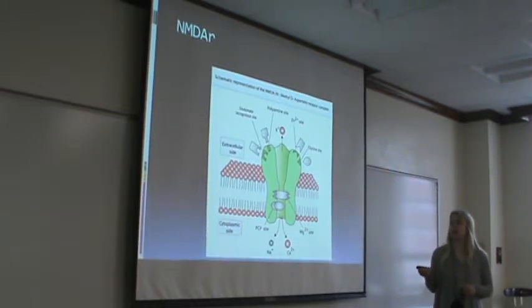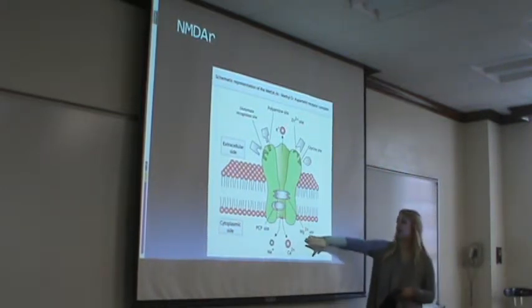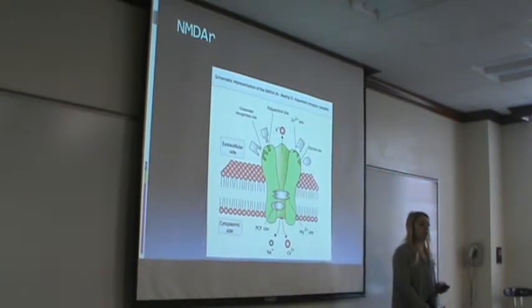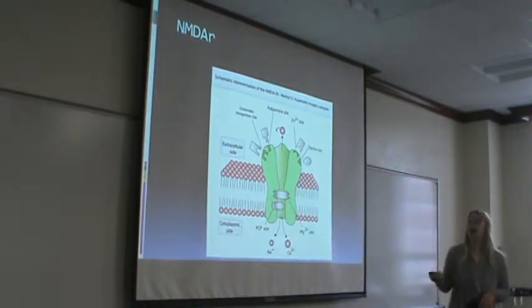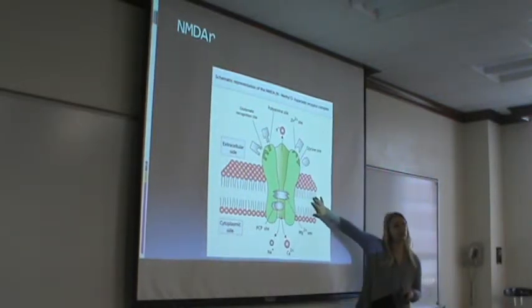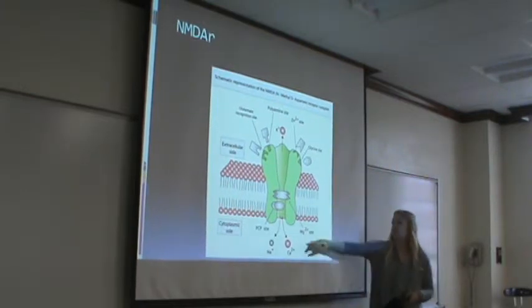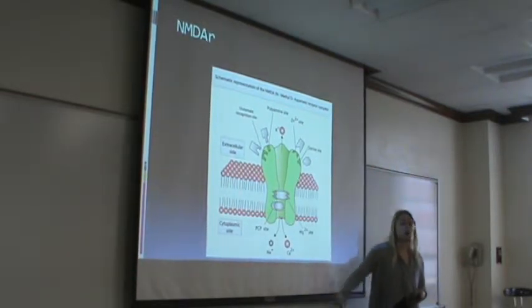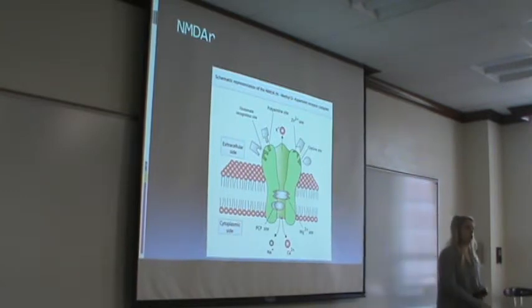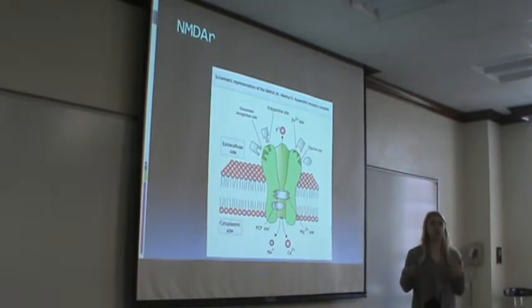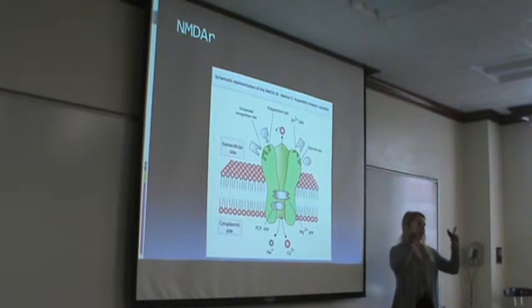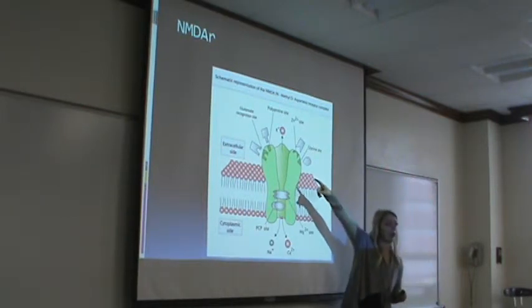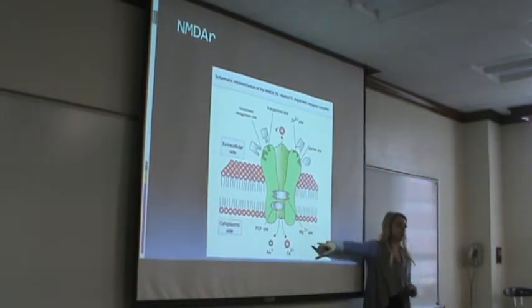And so what has to happen is you have to have something that forces the magnesium out of the inside of the channel. And that's where the membrane potential comes in. You want a depolarization, you want your membrane potential to become more positive, which is then going to force this magnesium out of the channel and allow ions to flow in and out. And so this works with long-term potentiation. You can think of it as a coincidence detector, because it's essentially detecting the coincidence of when glutamate is bound and when the membrane is also depolarized.